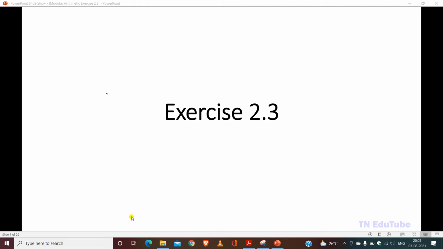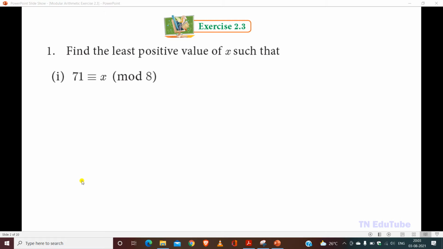Today we are going to learn Exercise 2.3 of Modular Arithmetic. Exercise 2.3, the first question: find the least positive value of x such that 71 is congruent to x mod 8. You have to find the least positive value of x satisfying this equation.